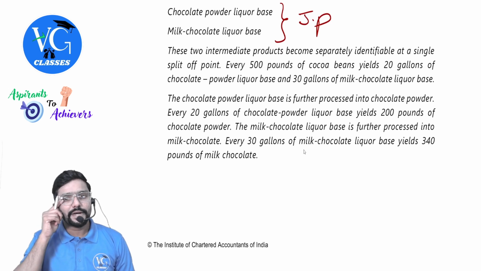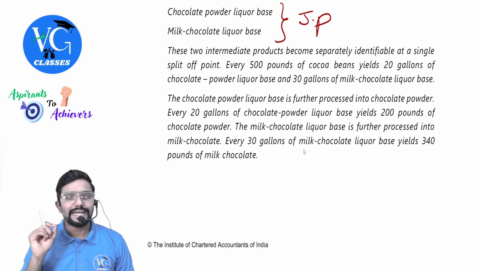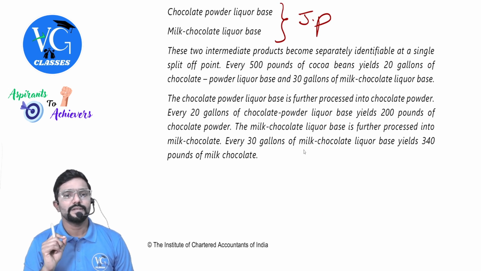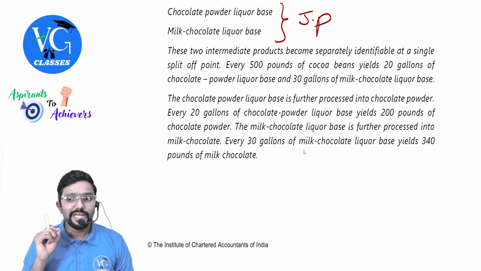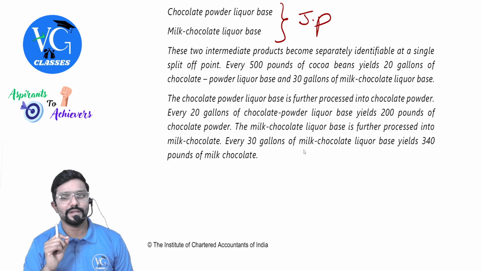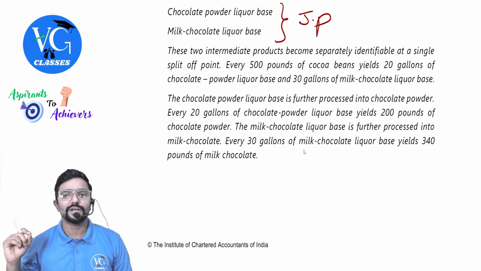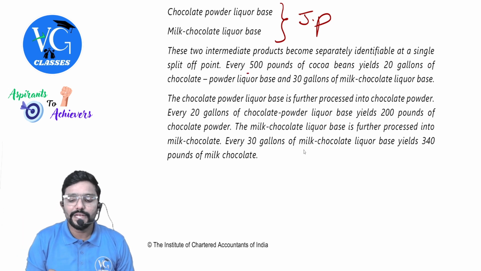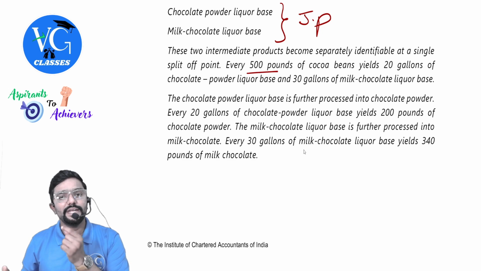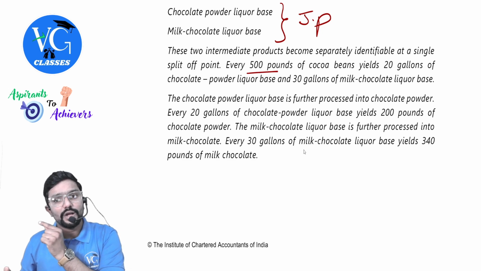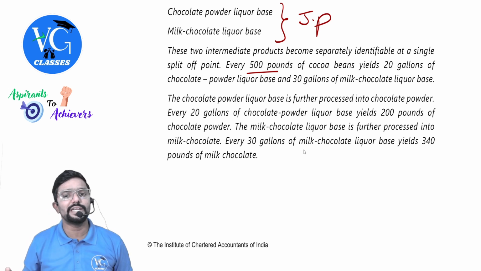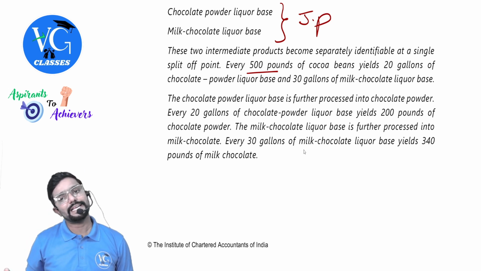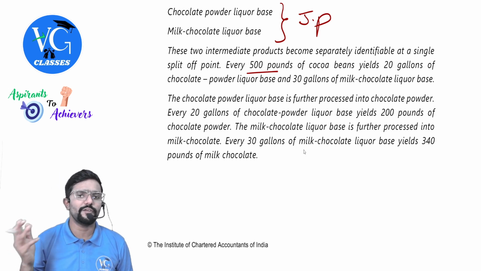These two intermediate products become separately identifiable at a single split off point. Every 500 pounds of cocoa beans yields 20 gallons of chocolate powder liquor base and 30 gallons of milk chocolate liquor base. So totally if I add up both, 50.